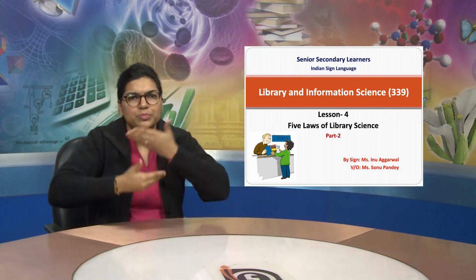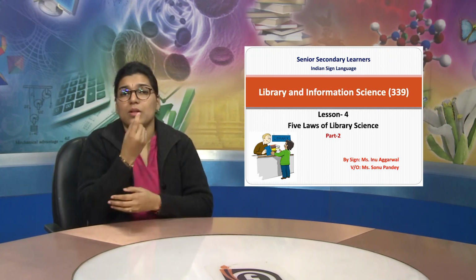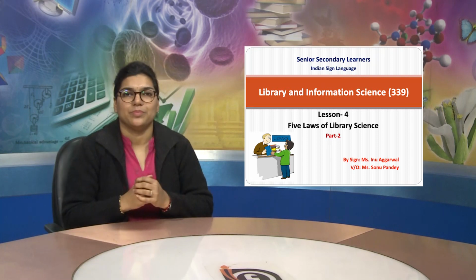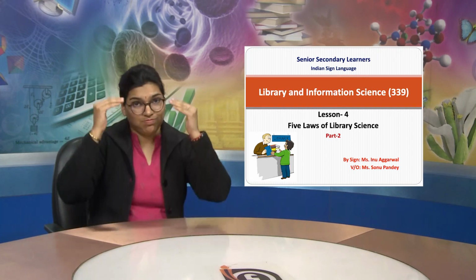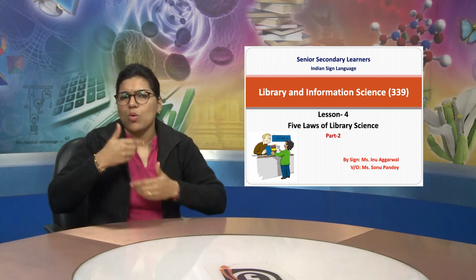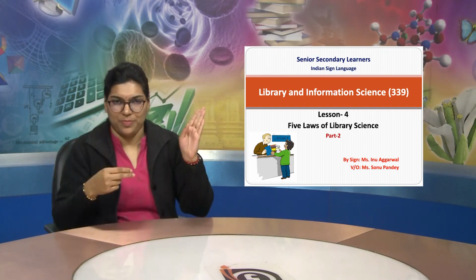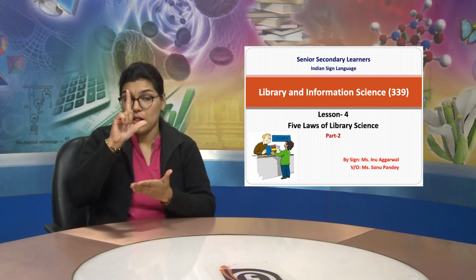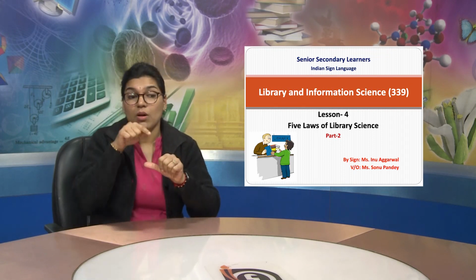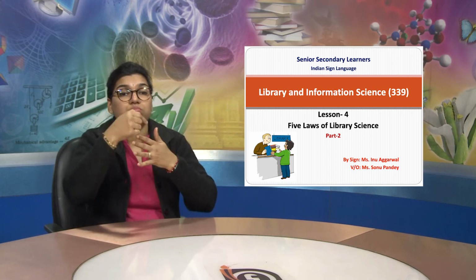This is subject Library and Information Science. Code number is 339. This video is for senior secondary level. We are doing lesson number 4. Name of the lesson is shown on the screen also. It is 5 laws of library science.